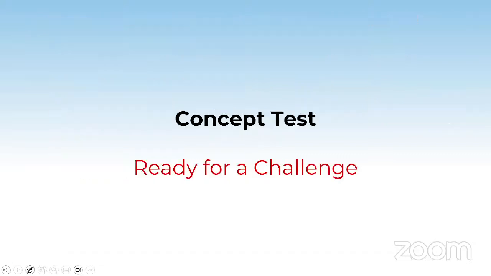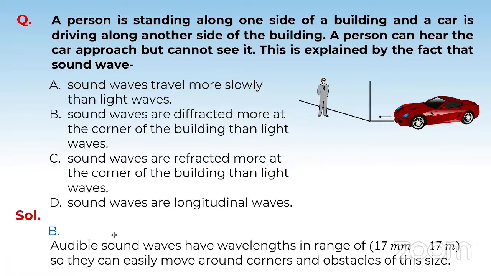Now tell me, what is this? Sound waves diffracted have wavelength in the range 17 mm to 17 meters, so they easily move around a corner and obstacle of this size, while light will not.